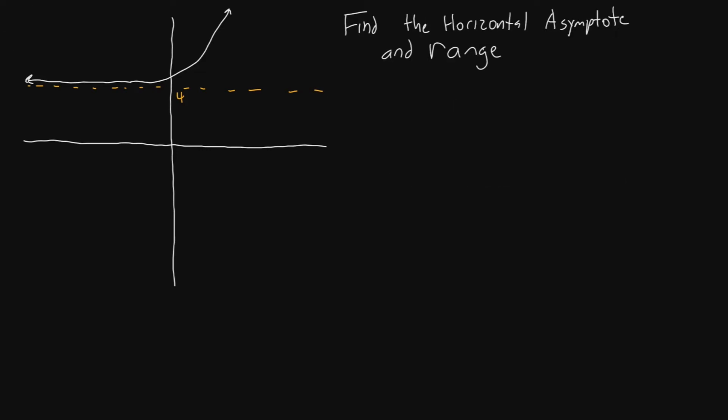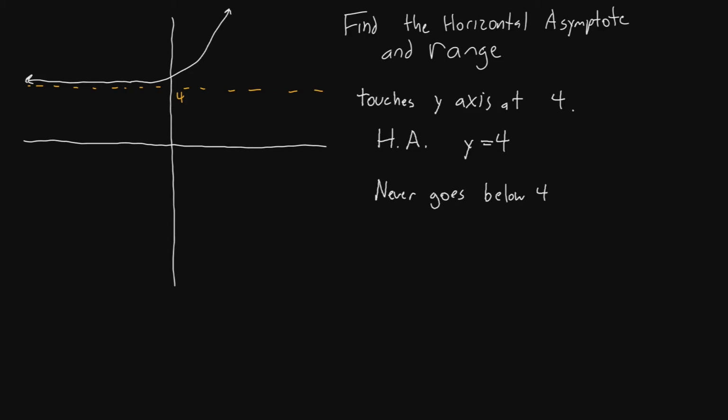For the second part of the problem, we find the horizontal asymptote and the range. If we look at this yellow dotted line, it touches the y-axis at 4. Therefore, for our horizontal asymptote, which I'll abbreviate as HA, we'll say y equals 4. That is the line that this function that we've drawn does not cross. We also can notice that the function never goes below 4. It also never touches the 4.